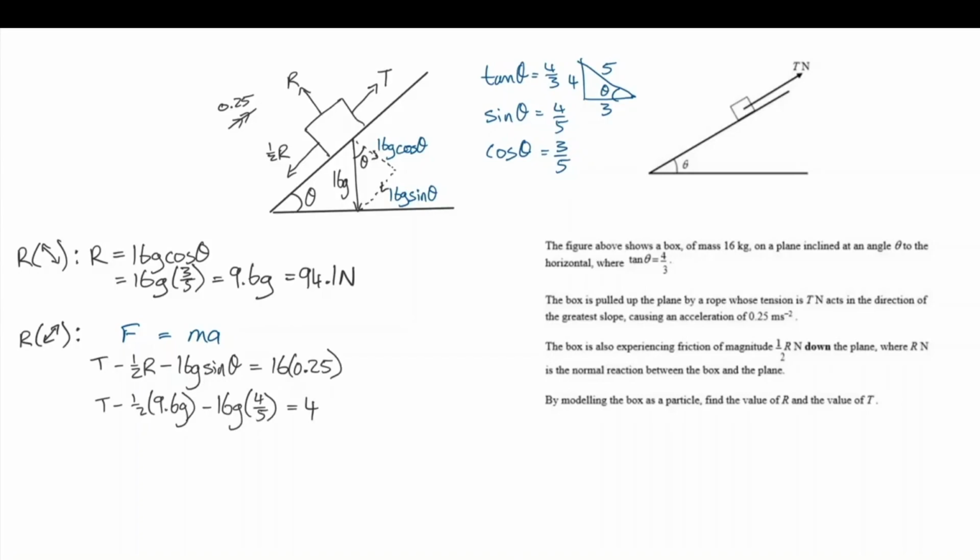We can substitute in sine theta, we can substitute in R, and some of these values we can do in our heads before we reach for our calculator, but our value for tension, our value for T, is going to be 4 plus 17.6G. In terms of newtons, to 3 significant figures, that's 176 newtons.